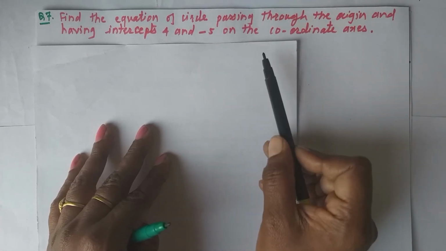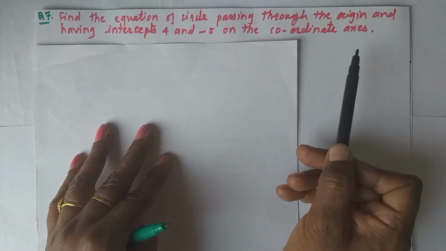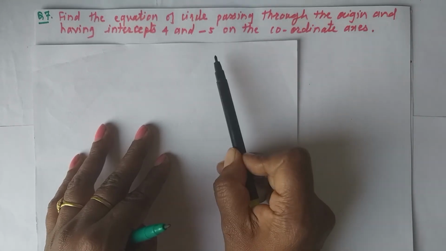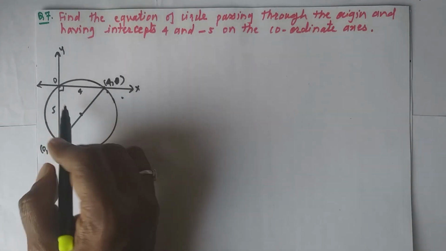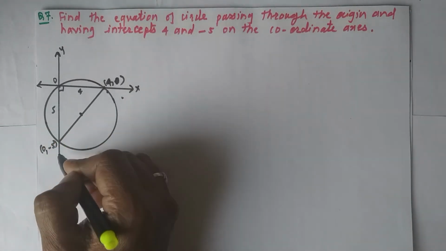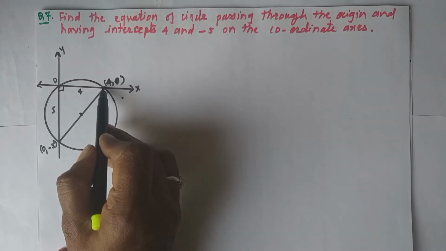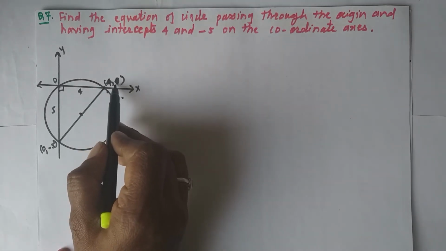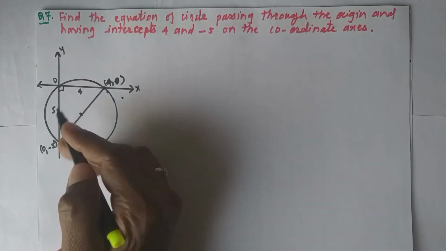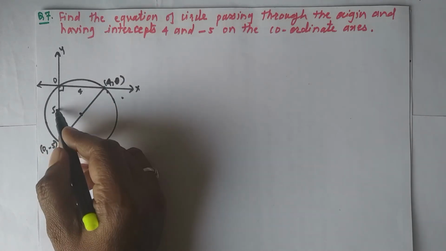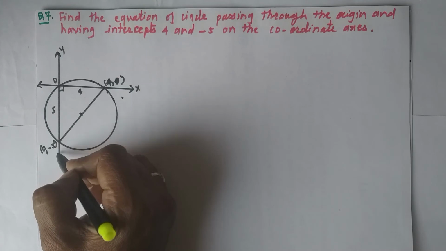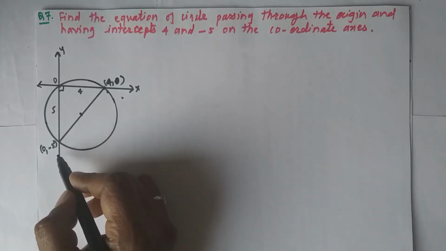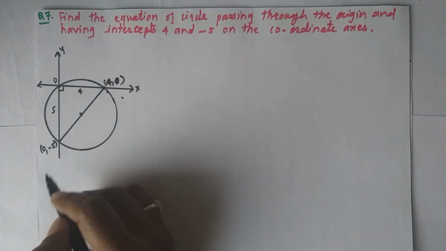Find the equation of circle passing through the origin and having intercepts 4 and minus 5 on the coordinate axes. Now the circle passes through the origin. X intercept is 4, means it cuts the x axis at point (4, 0). Y intercept is minus 5, means this distance is 5 units. Y intercept is minus 5, means this circle cuts the y axis at point (0, -5).